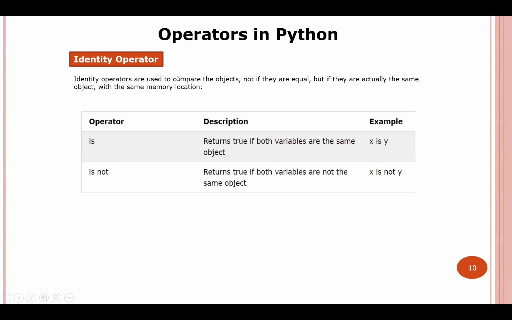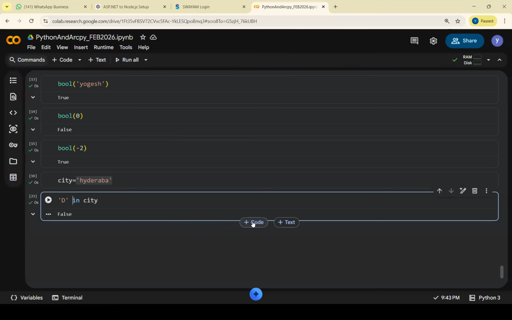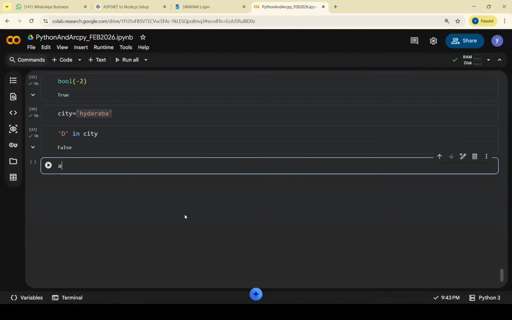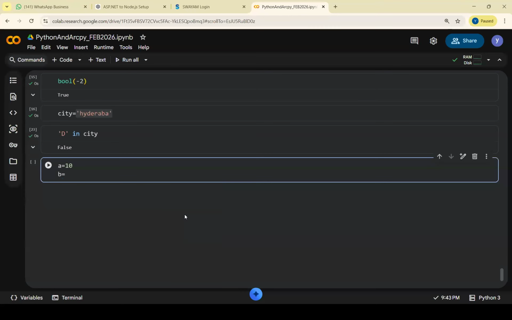After that, we have the identity operator. The identity operator checks if two variables or two values are pointing to the same memory location. Here, if I write a is equal to 10 and b is equal to 10, the value of a is 10 and the value of b is 10.